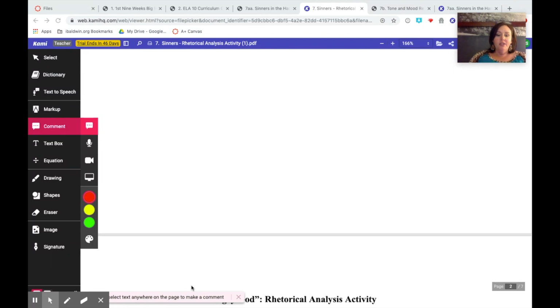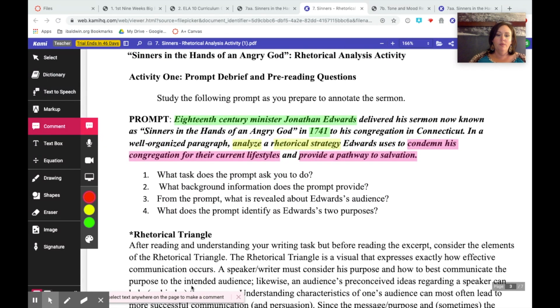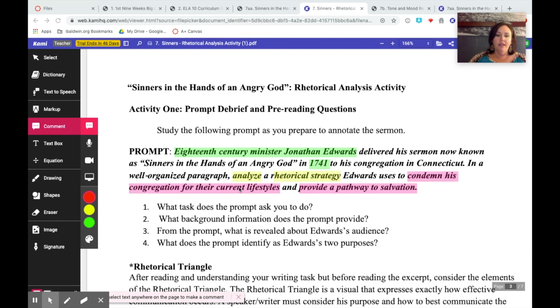Getting down into the actual activities. So the first activity is a prompt debrief and some pre-reading questions. We want to let the students read this prompt, and we want to make sure that they understand what the task is that they're being asked to do, and we want them to be able to find any information in the prompt that can help them to achieve the task.